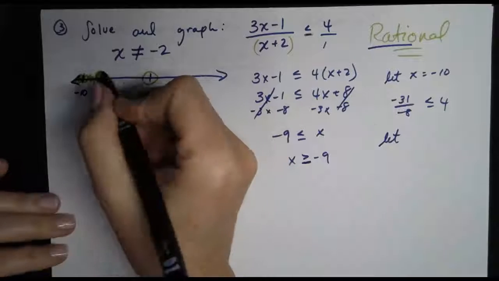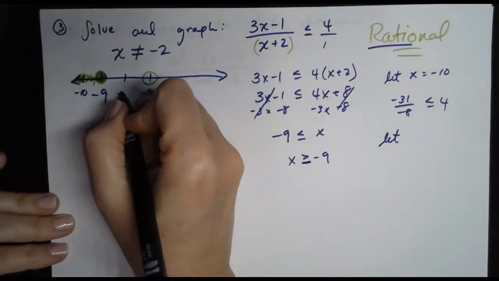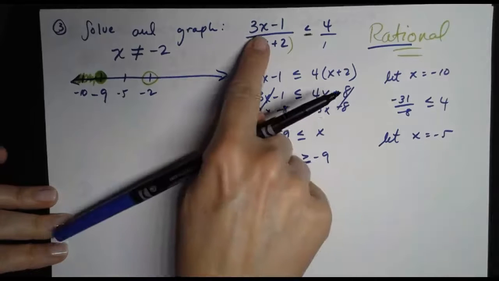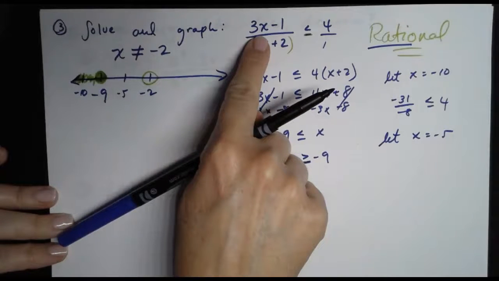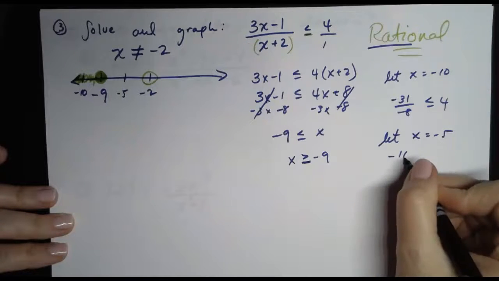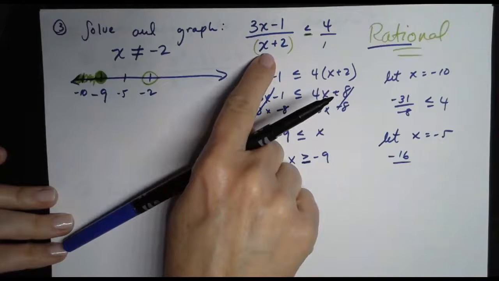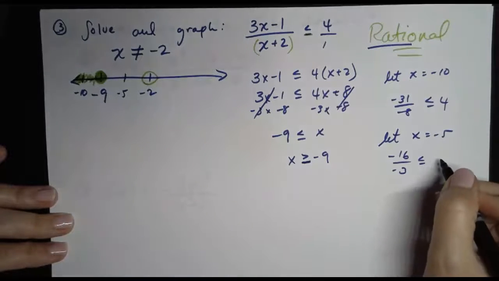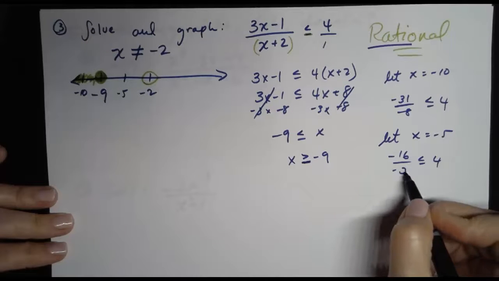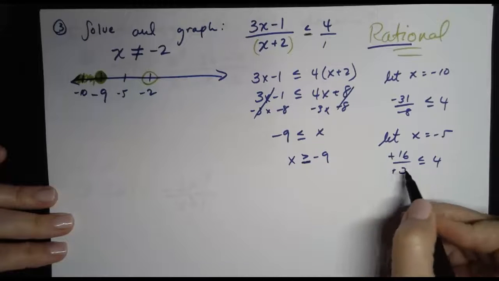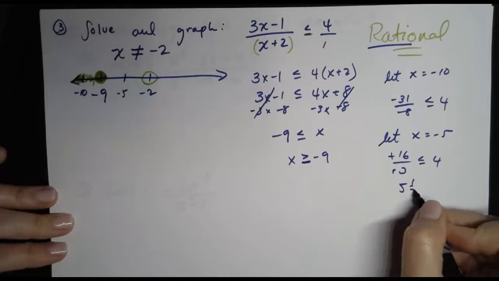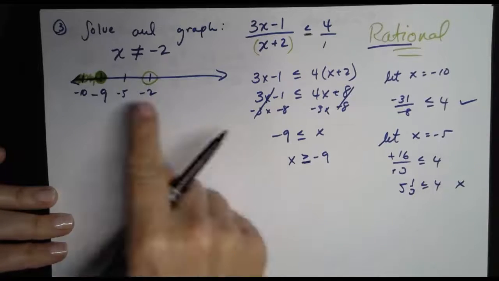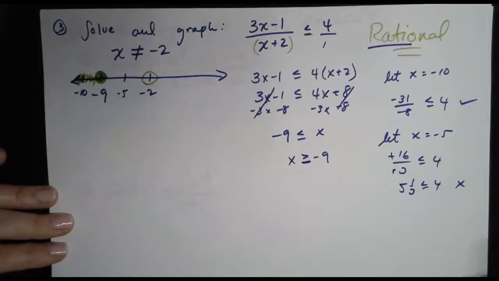All right, let's put something in the middle here. Let's go with -5. So let x equal -5. If we put in -5, we get -15 minus 1, that's -16, over -15 plus 2 is -3. Is that less than or equal to 4? Well, first of all, negative over negative is positive, and then 3 goes into 16, that's 5 1/3. Is 5 1/3 less than 4? No. So first one true, second one false. If it's false, we do not shade.